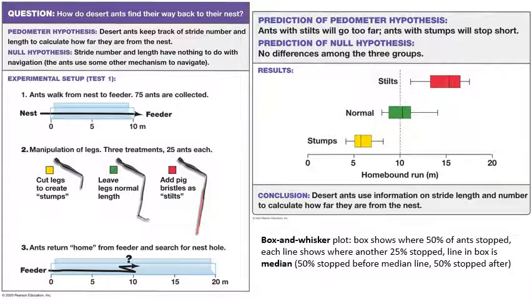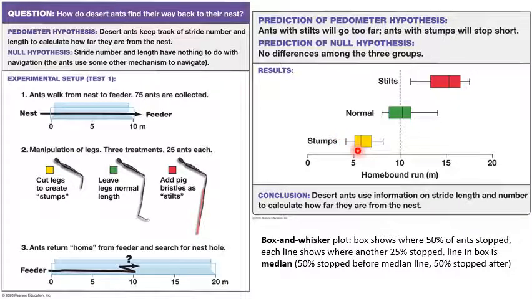So based on those results, they would accept their hypothesis that the stride length is affecting how the ants navigate back to their nest. And then finally, I'll just mention the type of graph that this is. This is a box and whisker plot. So you're kind of showing the spread of the ants here.